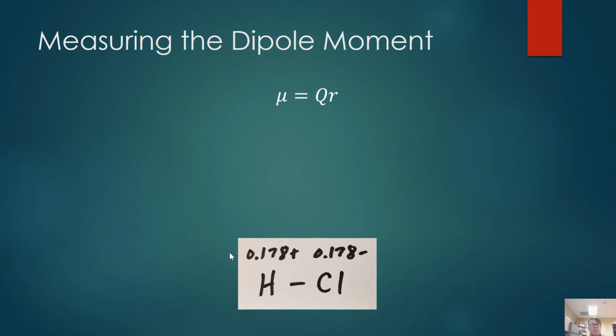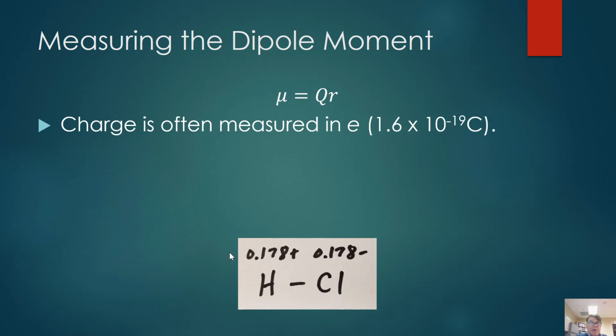So the formula is mu, that's the Greek letter mu, equals QR, where mu is the dipole moment, Q is the charge, and R is the distance between the centers of the nuclei, basically the distance between the two atoms. So the dipole moment, like this 0.178, is going to be the charge times the distance between the two atoms that are bonding together.